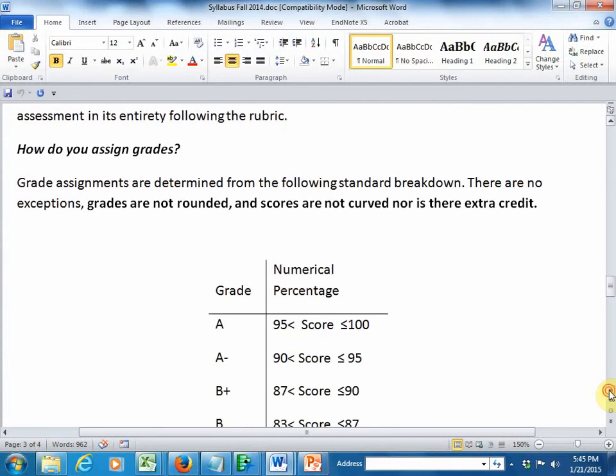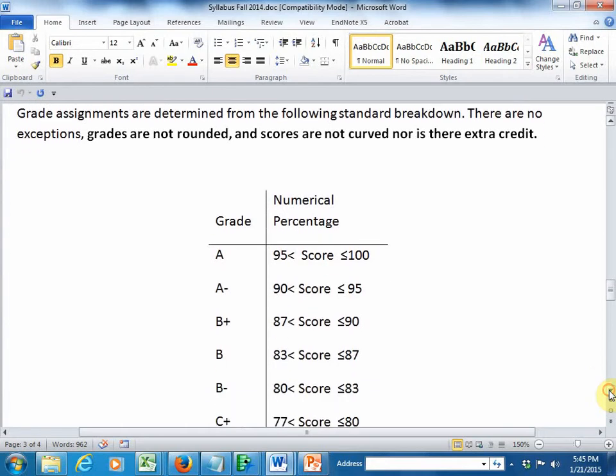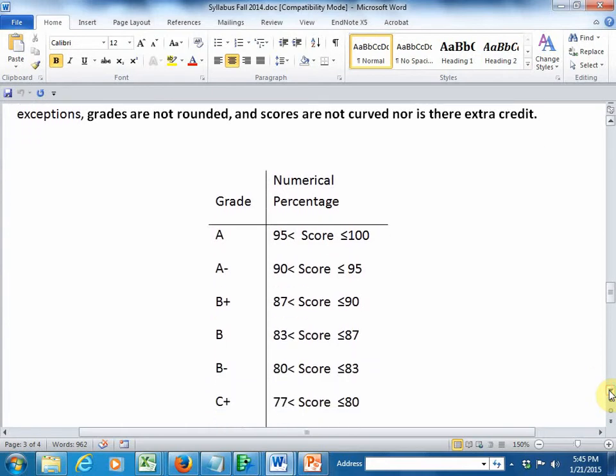I have never ever had to curve. I am not one of those professors where the highest grade is a 40%. Never ever has happened to me, and I've been teaching since 1991. So I've used this kind of rubric to assign grades all the way through.